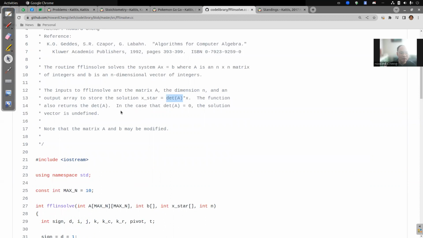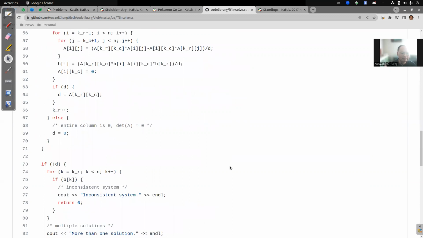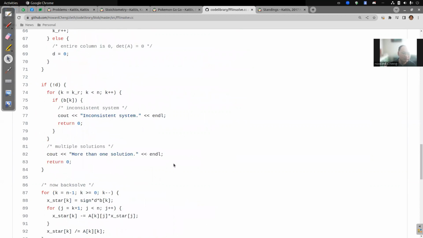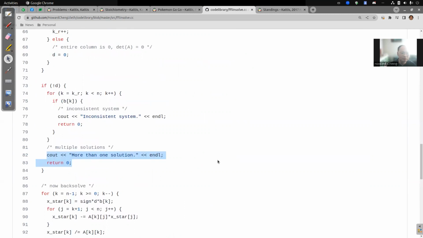So that's kind of what we want, except there's one problem. In the case where it's singular, meaning there's no unique solution, the solution vector is undefined. So what to do?